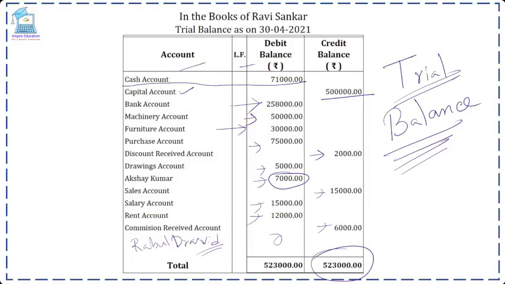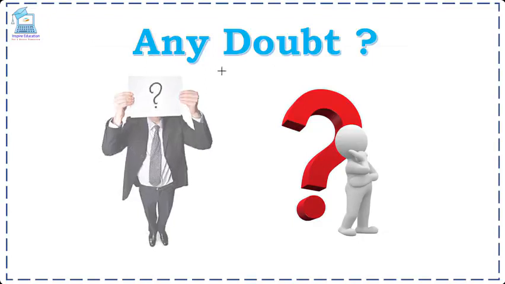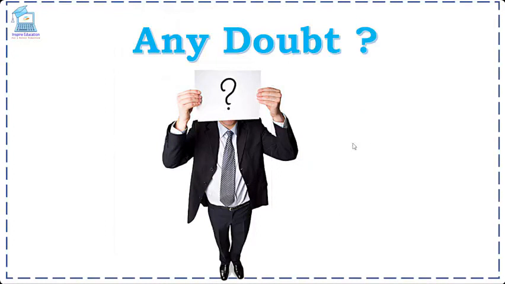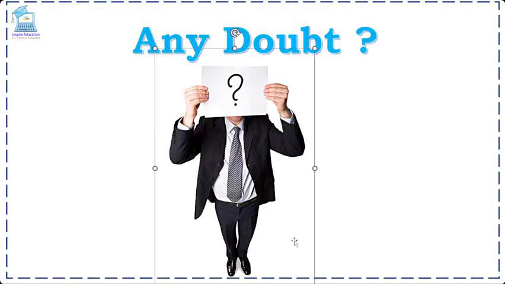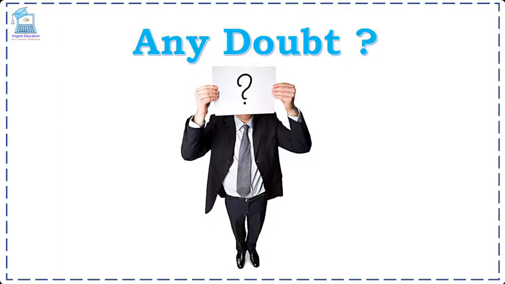So this is the trial balance. So both the debit side and credit side are equal. So that means we can say that arithmetically the ledger balances are correct. Clear? Okay. If you have any doubt, you can ask, or shall we proceed?